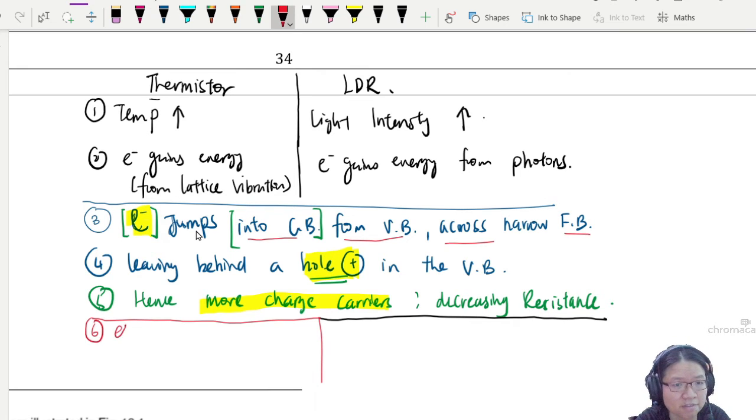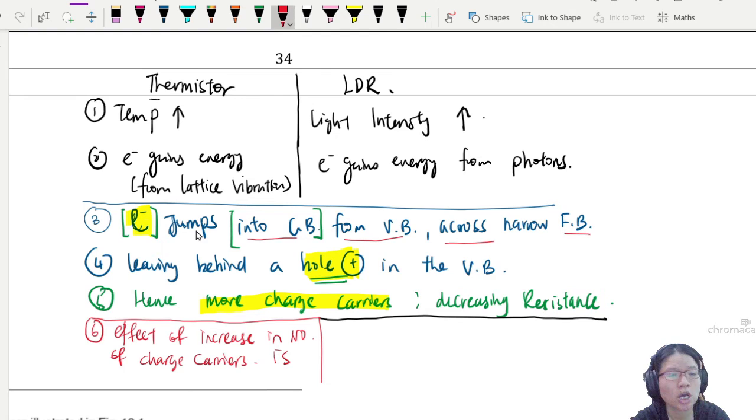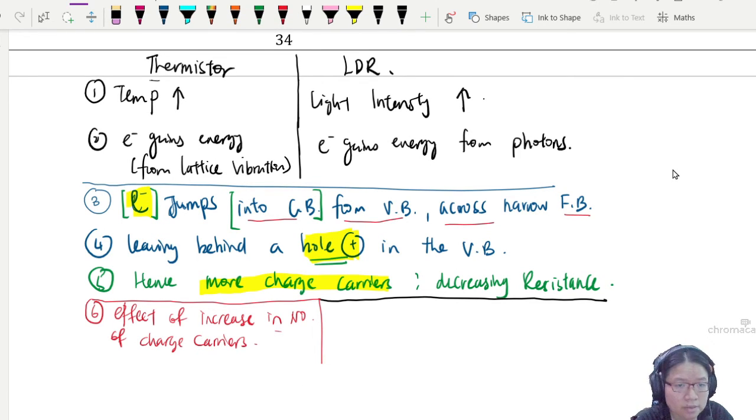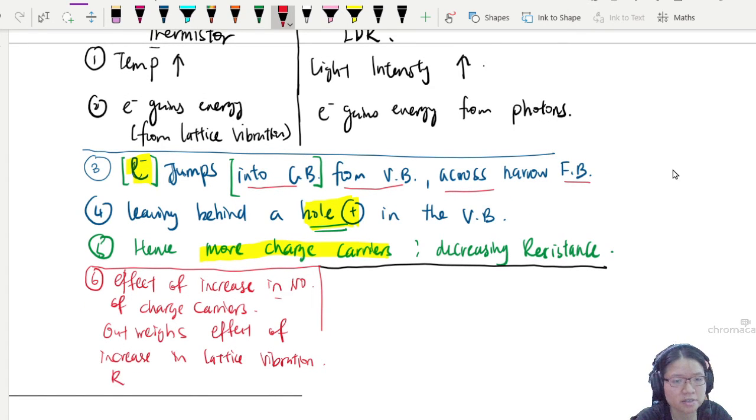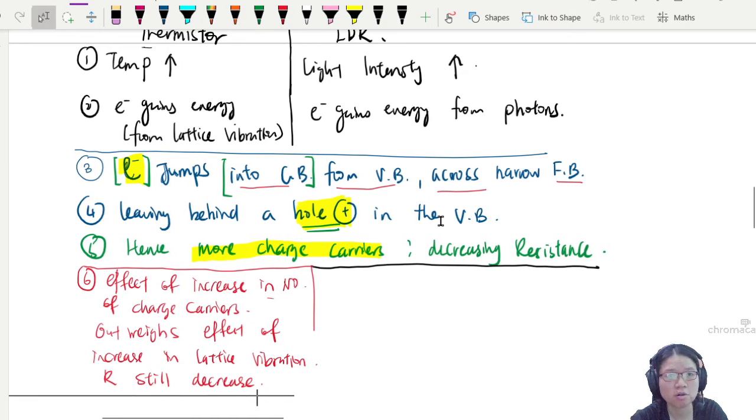Okay, so the 6th point here, you will say that the effect of the increase in the number of charge carriers is, or you could say outweighs, more pronounced, outweighs the effect of the increase in lattice vibration. So resistance still decreases. All right, so these are the 6 points for your thermistor.